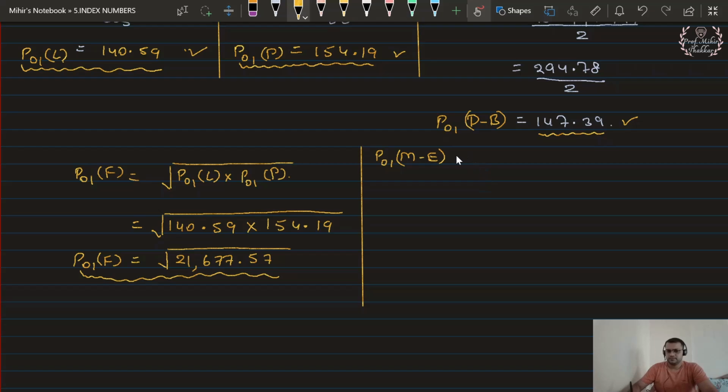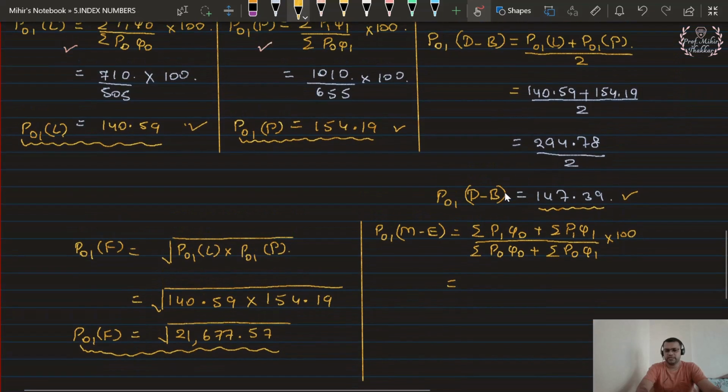The basic formula for Marshall-Edgeworth's is summation of P1 Q0 plus summation of P1 Q1, divided by summation of P0 Q0 plus summation of P0 Q1, into 100. Now the best part is that all these values are ready-made available with us. So directly from the above table we can just copy down all these values very carefully.